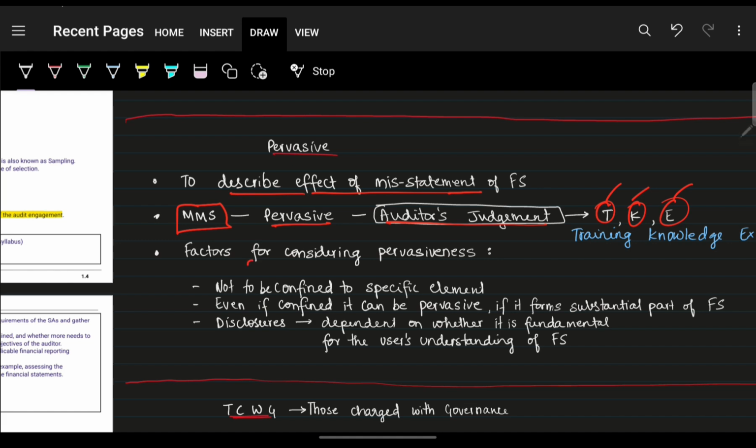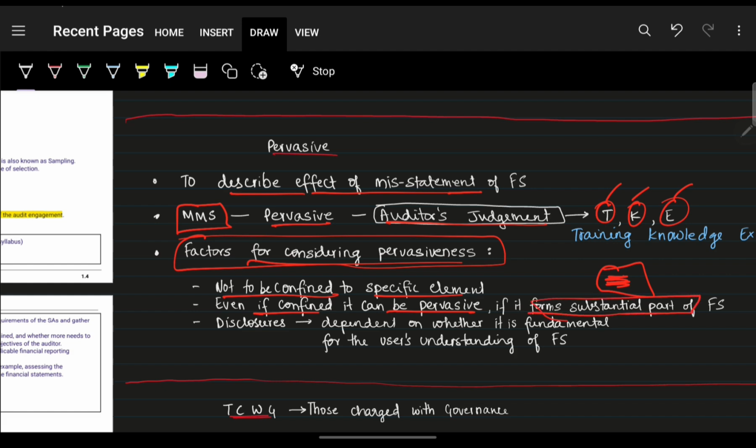Now what are the factors that he has to consider? He can use training, knowledge and experience, but he also has to consider certain factors. It is pervasive if it is not confined to a specific element, if it is forming part of multiple elements, affecting more than one item. Even if it is one item, if it forms a massive part of the financial statements, it will still be pervasive. So even if it is confined to a single item, it can be pervasive if it forms a substantial part of the financial statements.